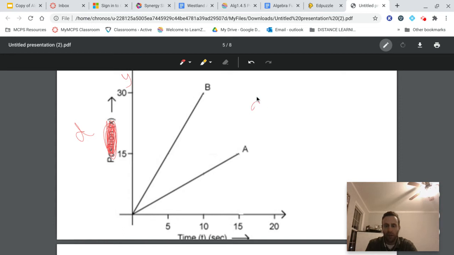So hopefully you said the distance, because distance is the y, is a function of time, because distance is going to depend on time. Otherwise, you can't mix those up, because this is the one that depends on the other. As time goes on, your distance is going to go up or down. In this case, it's up.